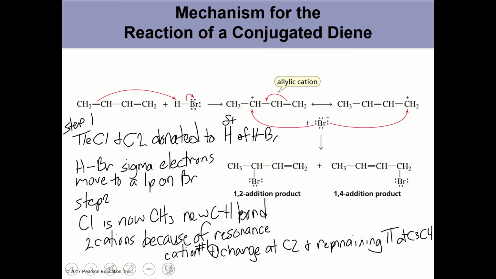Okay, so then cation 2 has the positive charge at C4 and the remaining pi bond is at C2, C3.